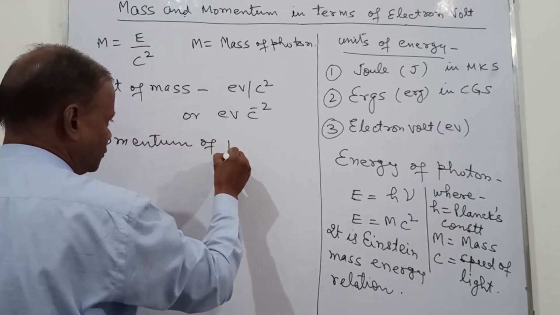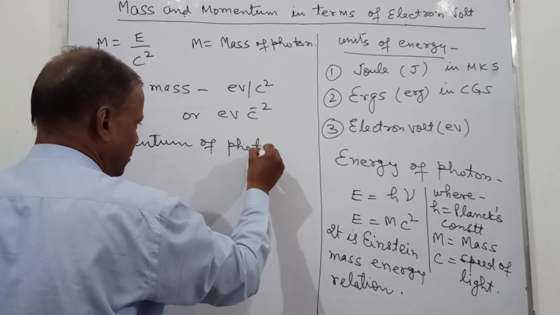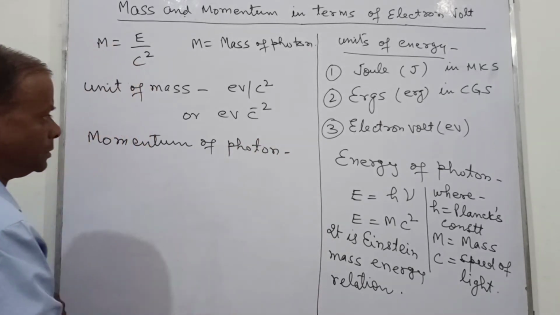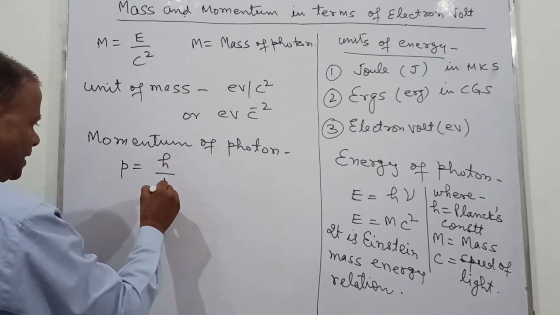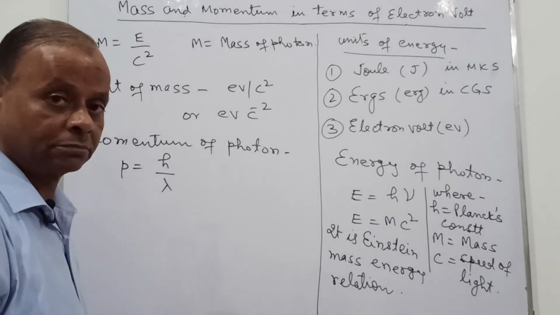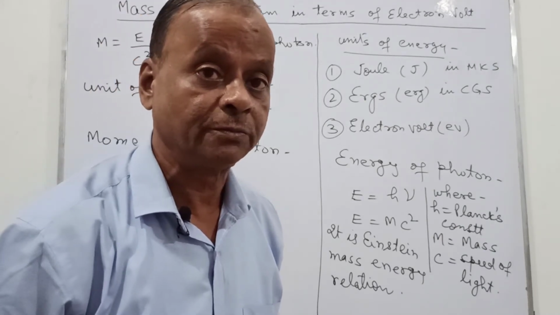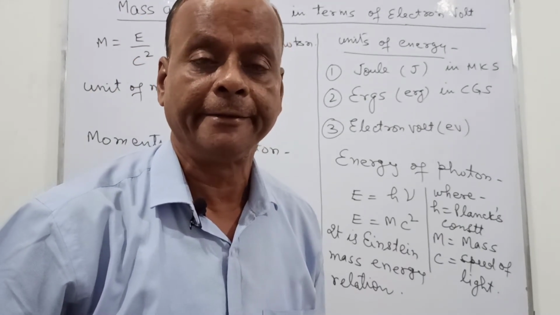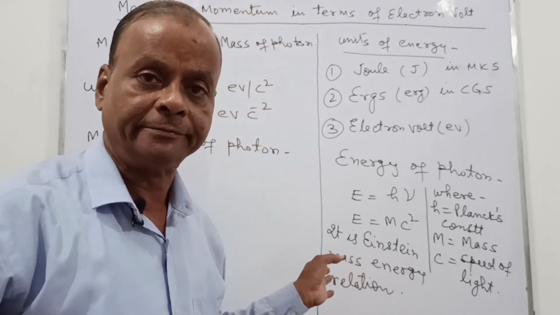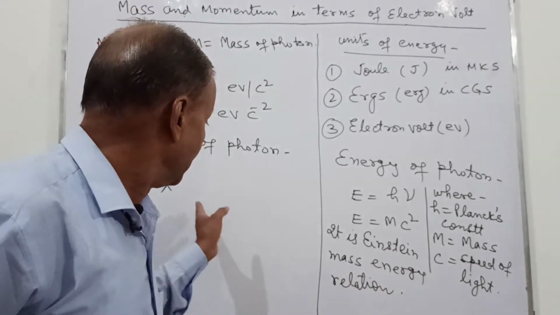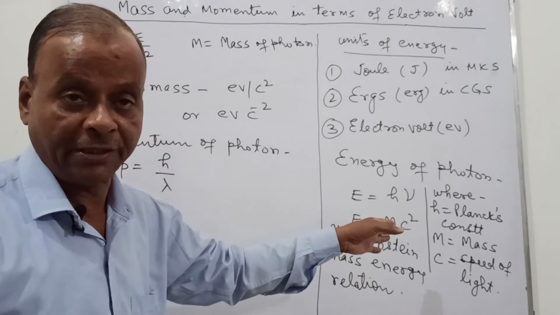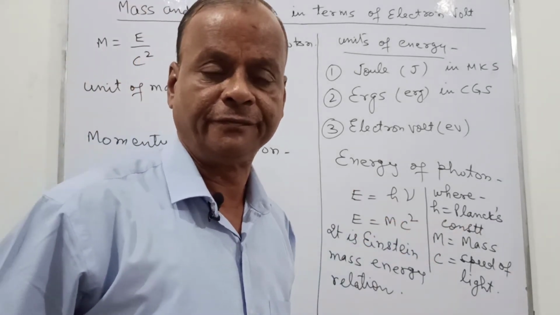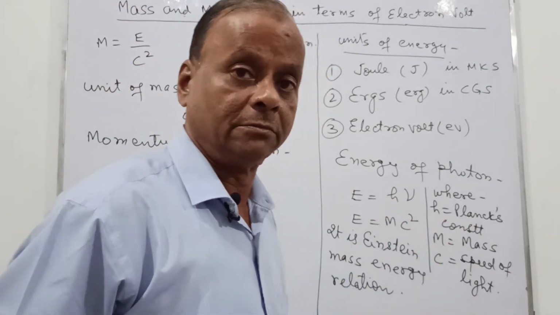Momentum of photon. Now this we know that p equal to h upon lambda. This is known to us because this was given by de Broglie. So lambda is also called the wavelength of the photon, or simply the wavelength of the matter wave.